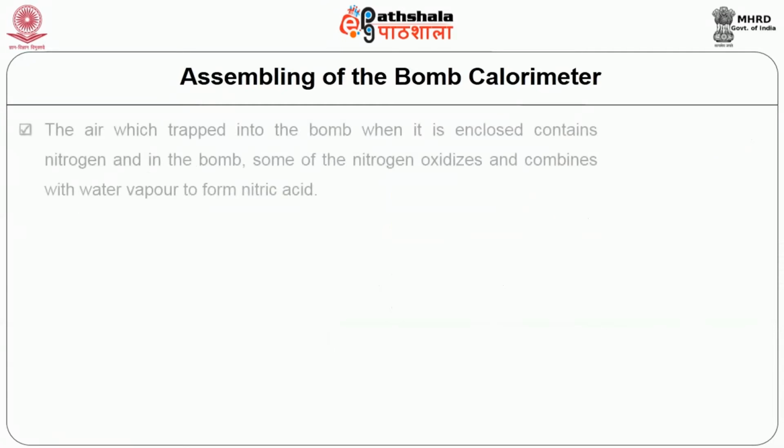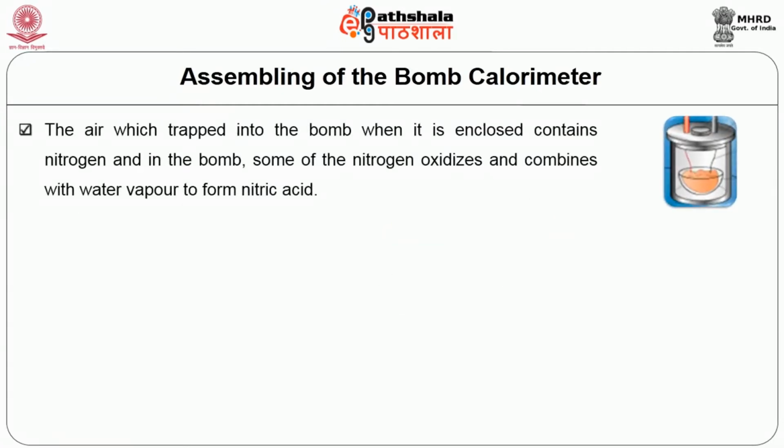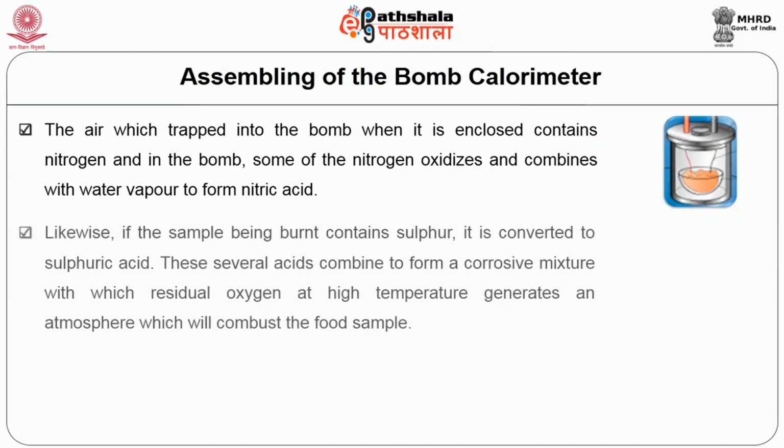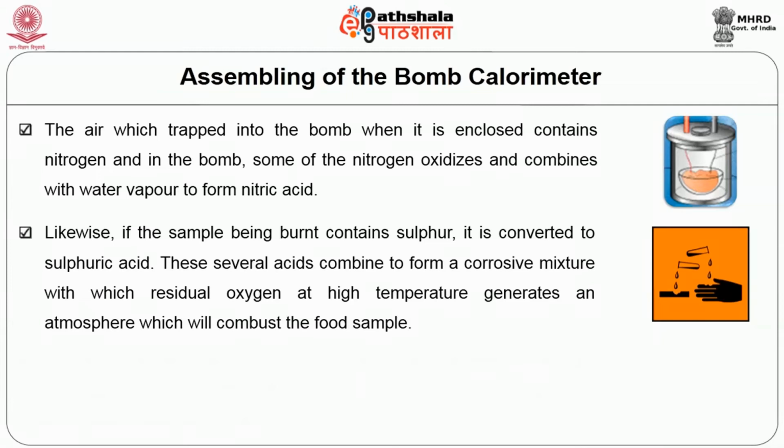The air trapped in the bomb when it is enclosed contains nitrogen, and in the bomb some of the nitrogen oxidizes and combines with water vapor to form nitric acid. Likewise, if the sample being burned contains sulfur, it is converted to sulfuric acid. These several acids combine to form a corrosive mixture with which the residual oxygen at high temperature generates an atmosphere which will combust the food sample.